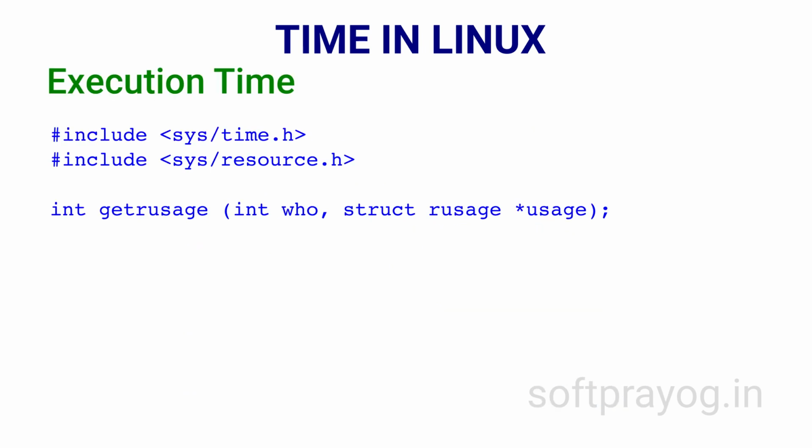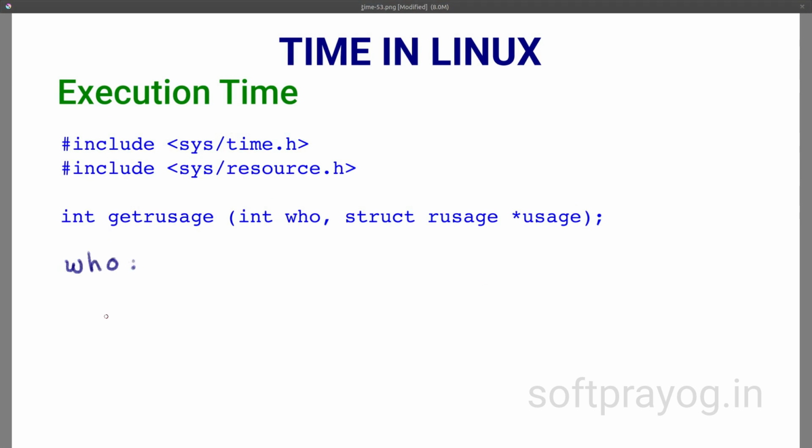A pointer to the structure is a second parameter to the system call getrusage, that is, get resource usage. The first parameter, who, is the answer to the important economic question, for whom. If the value of who is RUSAGE_SELF, the resource usage for the calling process is returned in the structure pointed to by the second parameter.